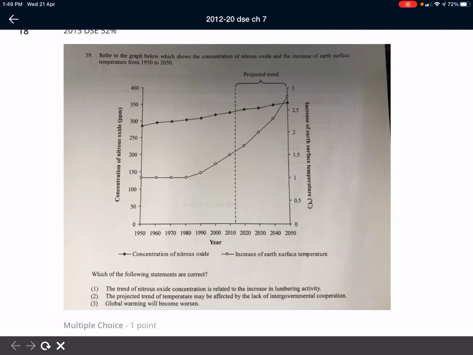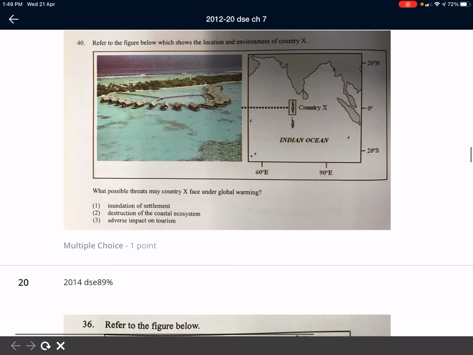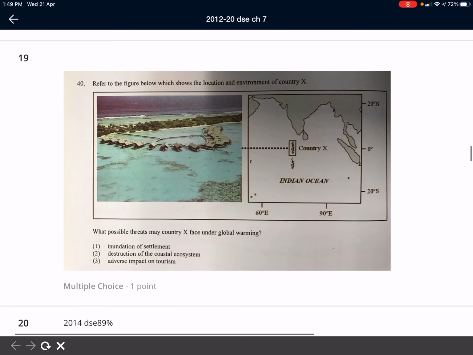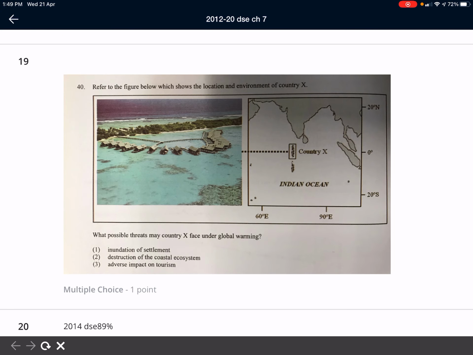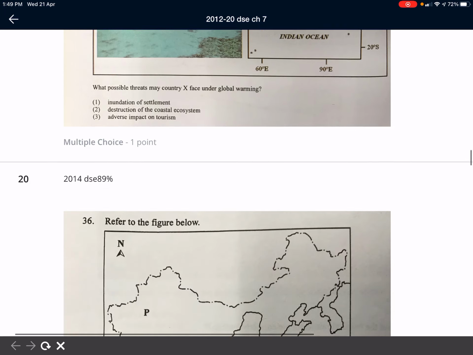Number 19. What possible threats may country X face under global warming? Inundation of settlement. True. Destruction of coastal ecosystem. Also true. Adverse impact on the tourism. Also true, so number 19 should be D. Okay, and then number 20.